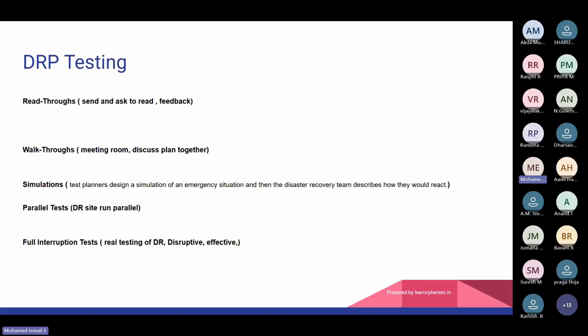You must be aware of what is read through, what is walk through, what is simulation, what is parallel test, what is full interruption. Each method gives some pros and cons. For example, just sending emails to all the team members asking them to read, who will read? Maybe 1 or 2 people read, so that may not be effective. When you do a walkthrough in the conference room, you make them understand by sitting together and discussing the plan. Simulation may help at some level, but not fully. But the parallel test and the full interruption test must be the most effective, because we are simulating the disaster on a normal day and trying to see how the business withstands it and whether the disaster recovery is effective.